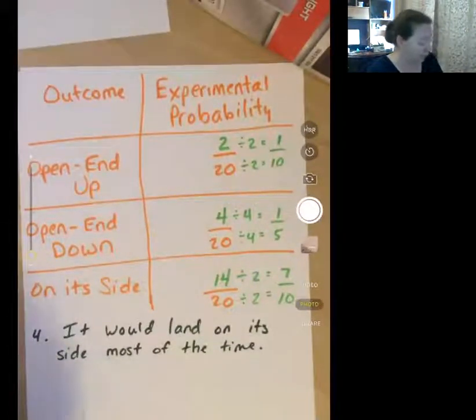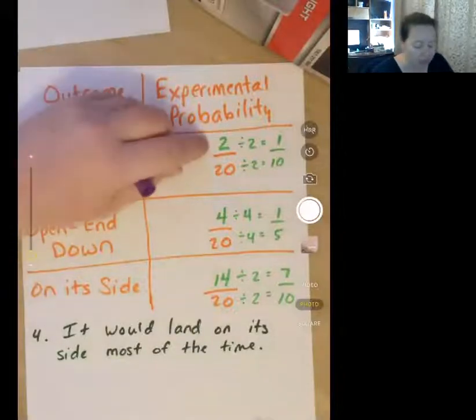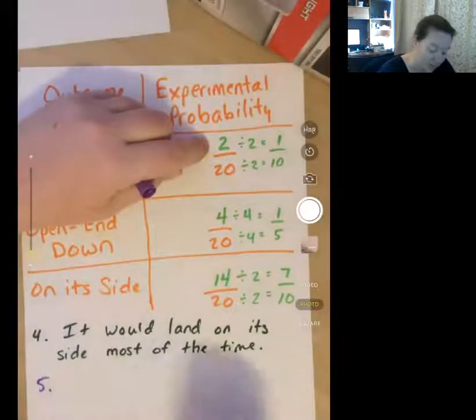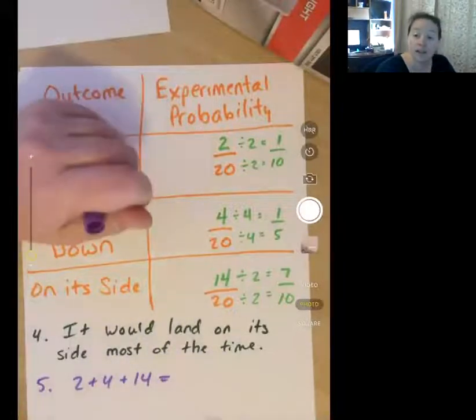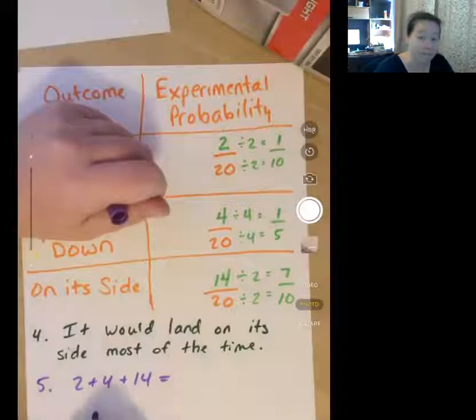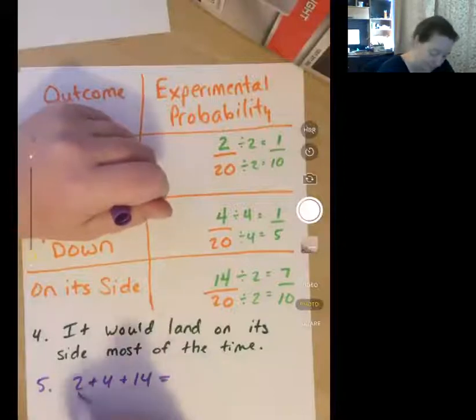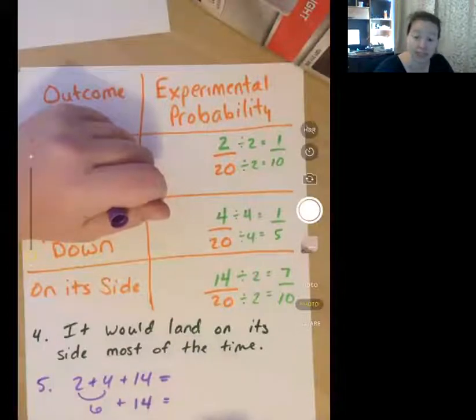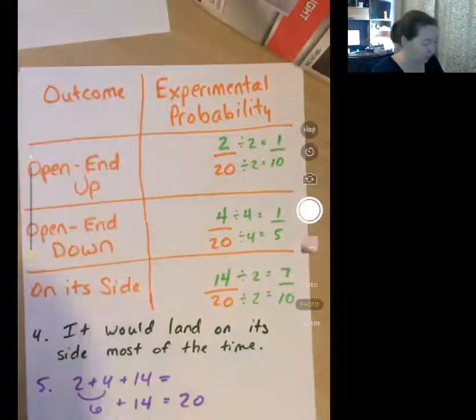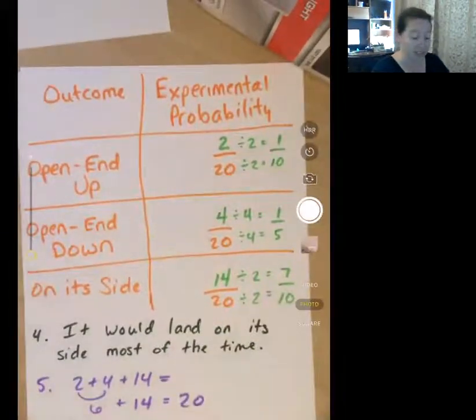Number 5, what is the sum of the probabilities? Okay, so for number 5, it wants us to do 2 plus 4 plus 14. 2 plus 4 is 6, plus 14. 6 plus 14 is 20. So we end up with 20. If you need to pause to write, pause. I'm moving on.